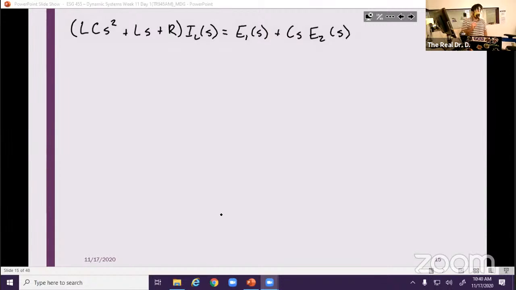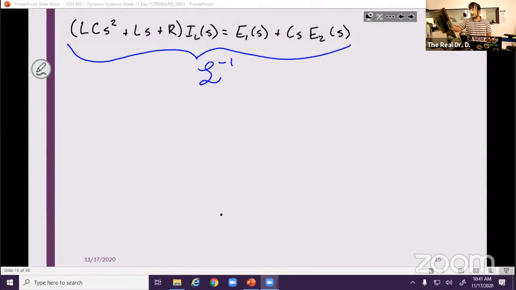But I don't need a transfer function here. All I was asked to do is find the original differential equation. So I have to inverse Laplace this. I'm going to inverse Laplace this. And you're probably saying, well, Dr. D, based on what we've done so far, I cannot inverse Laplace this because I can't match this to anything on the table.